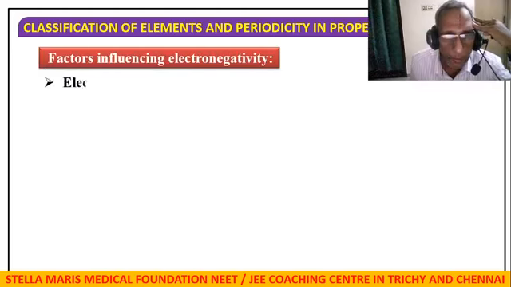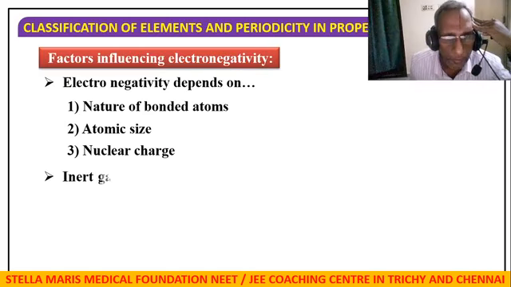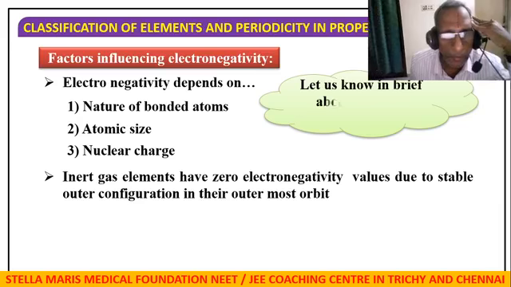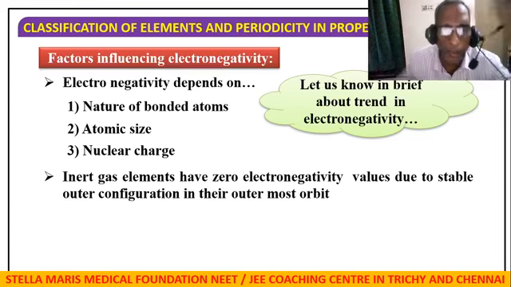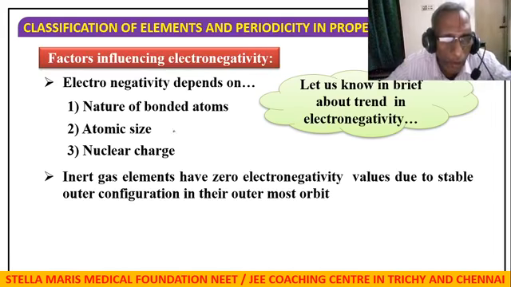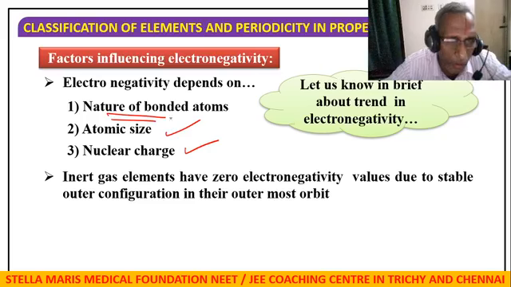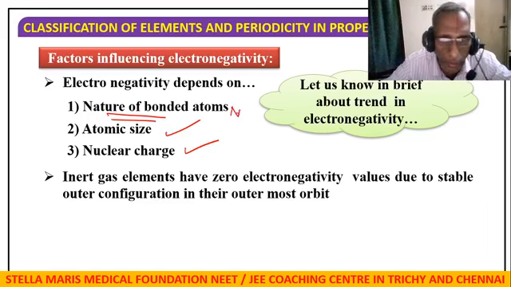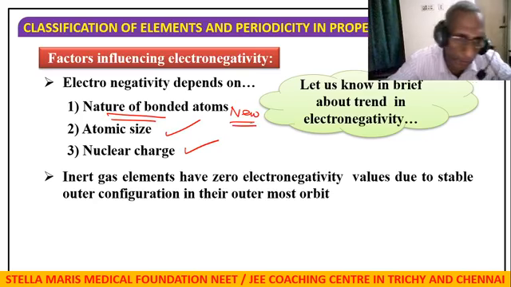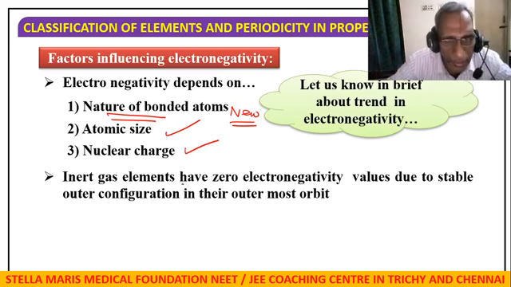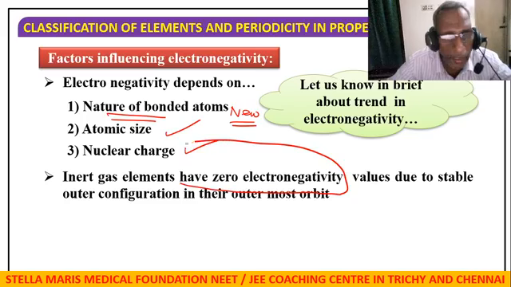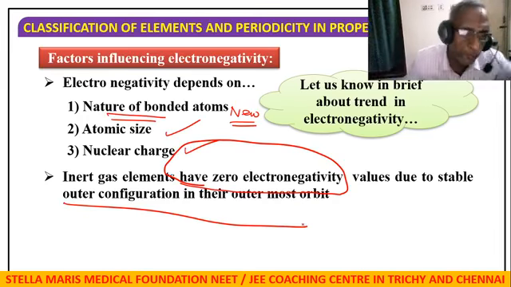So the factors influencing electronegativity: we have already seen the effect of atomic size and nuclear charge. The nature of bonded atoms we will study in the next class, that is the next chapter. This is new, that is why it is given. Let us know in brief. So inert gases have zero electronegativity, to be noted, because of their stable configuration.